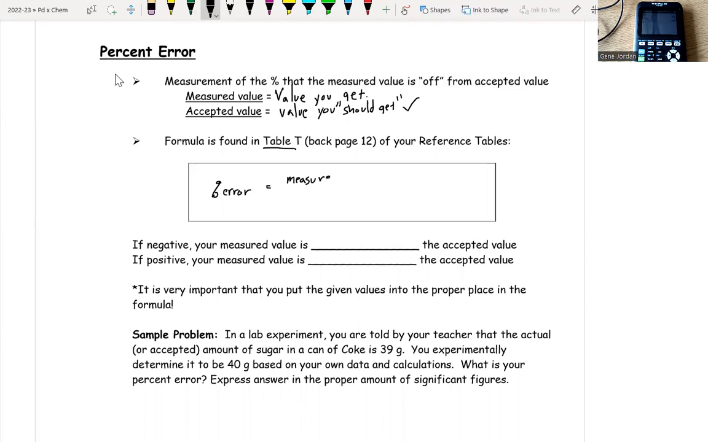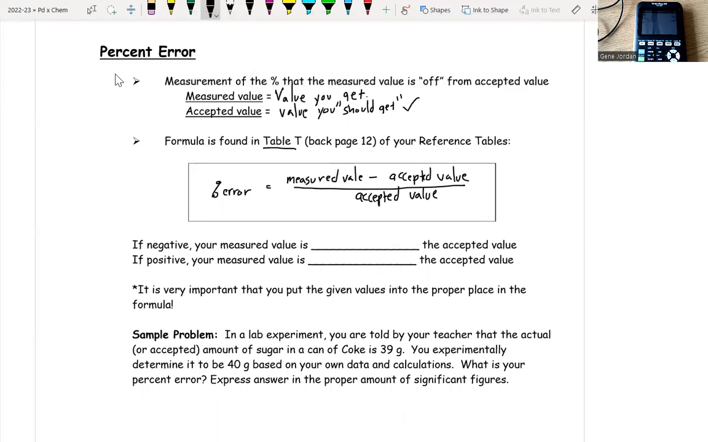So it's your measured value, and then you just subtract what you should have gotten, the accepted value. And then you divide by the accepted value. That's the known quantity.